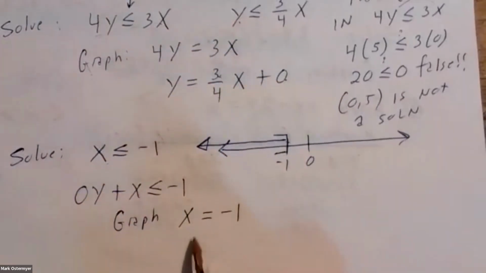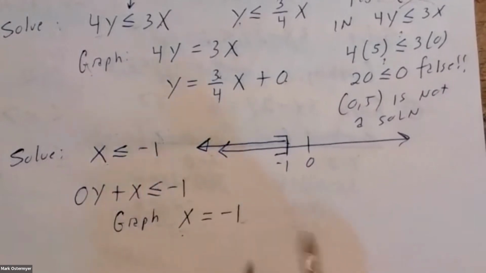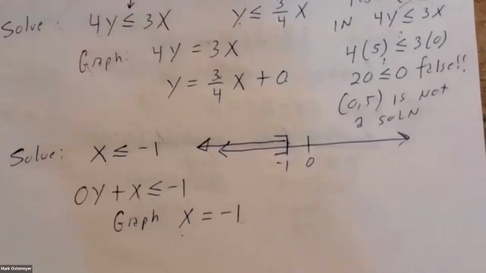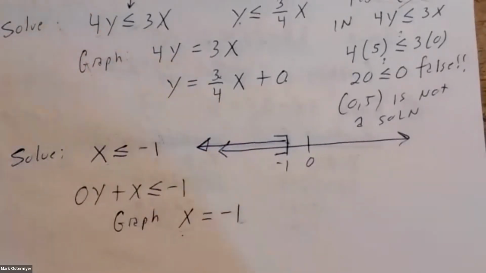Can anybody tell me what the graph of x equals -1 would look like? What is the graph of this? What kind of a line would this be? Vertical. The vertical line. And it has to go through the x-axis at -1. And would it be a solid or a dashed vertical line? Solid. Got to be a solid vertical line going through the x-axis at -1.